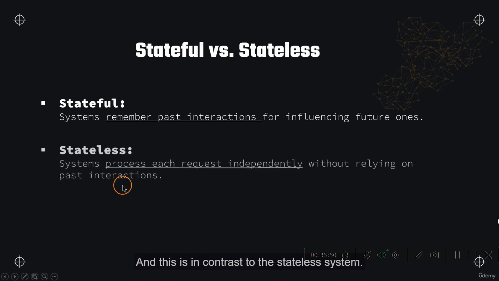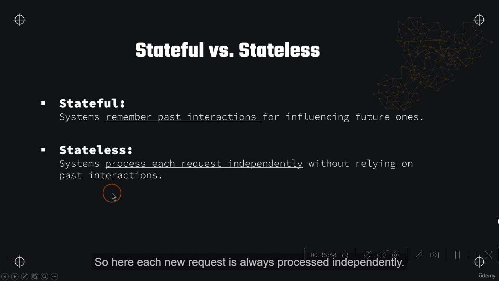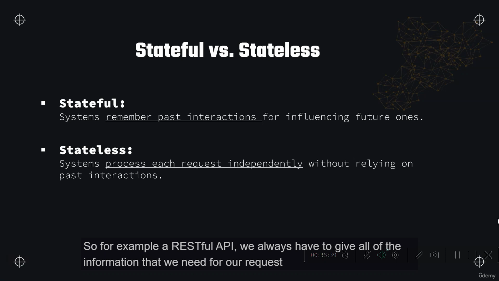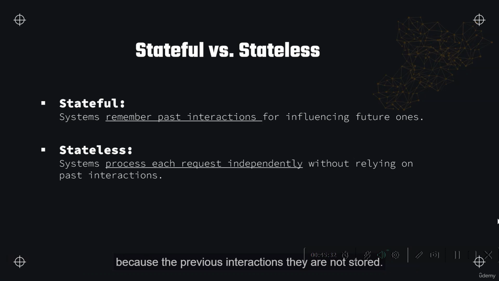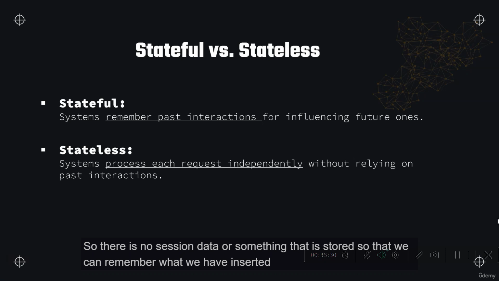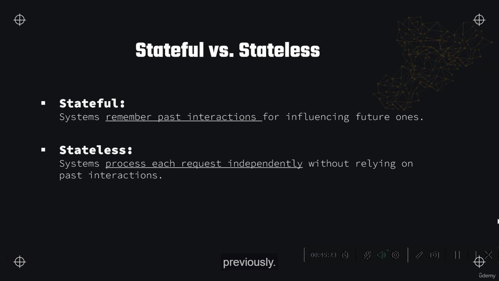And this is in contrast to the stateless system. Here each new request is always processed independently. All of the previous interactions will be completely ignored. So for example, with a RESTful API, we always have to give all of the information that we need for our request because the previous interactions are not stored. There's no session data or anything stored so that we can remember what we have inserted previously. So here, every new request is always independently run.